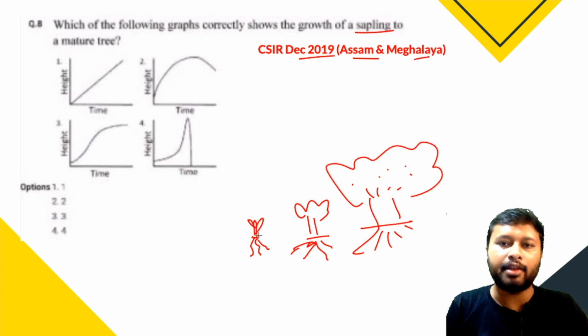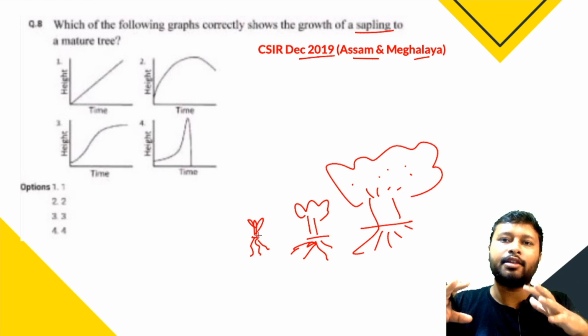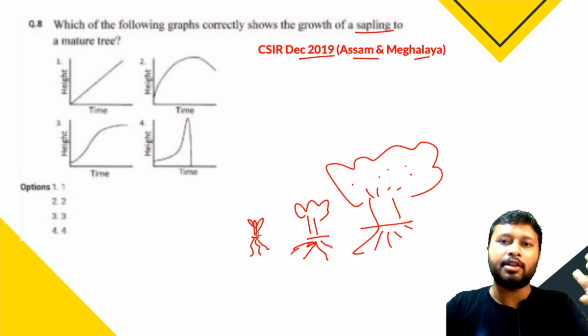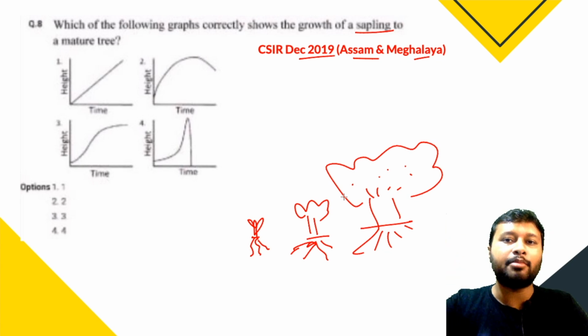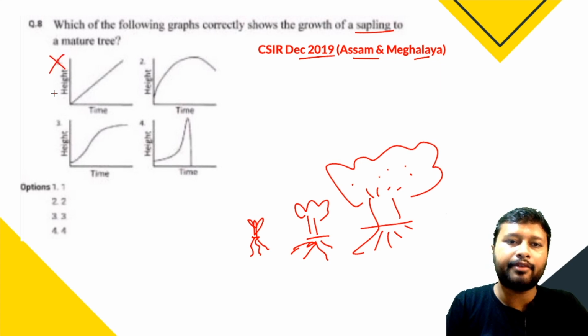The sapling grows into a tree, and when the tree becomes mature, after that it stops, or its height does not increase as much, but its leaves, fruits, all the other things are grown there, right? So the tree does not keep on becoming bigger and bigger. Only the branches, leaves, fruits actually grow. So that means the height first of all increases, but then it becomes constant. So the first graph cannot be the answer because here the height is increasing throughout the time.